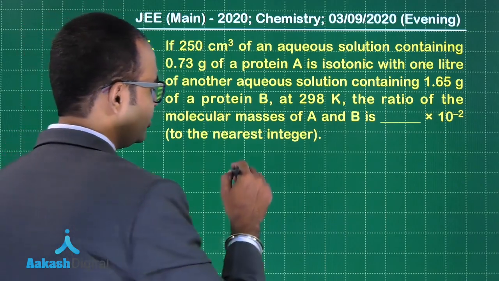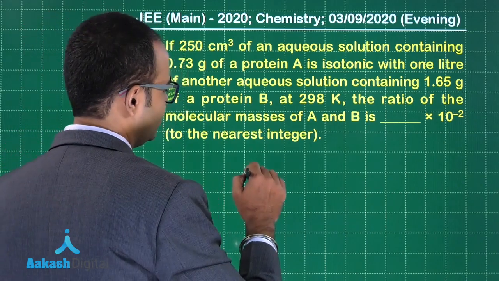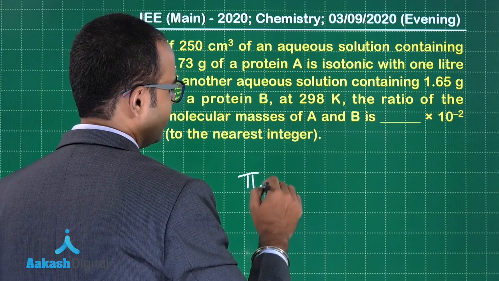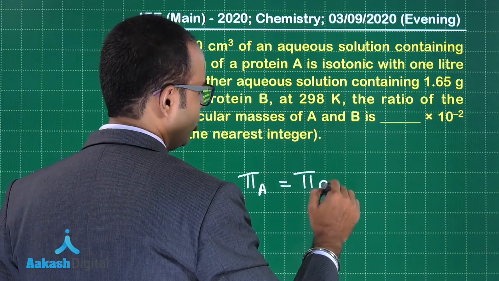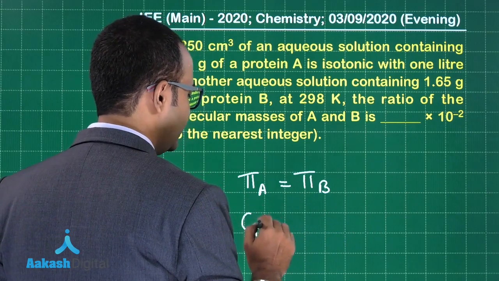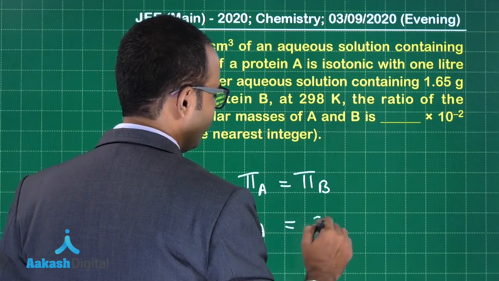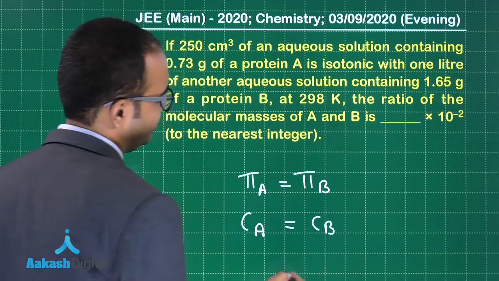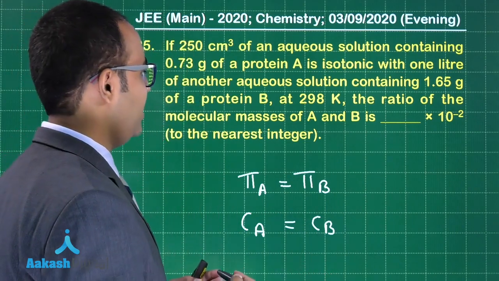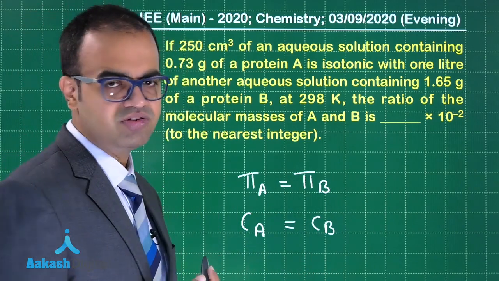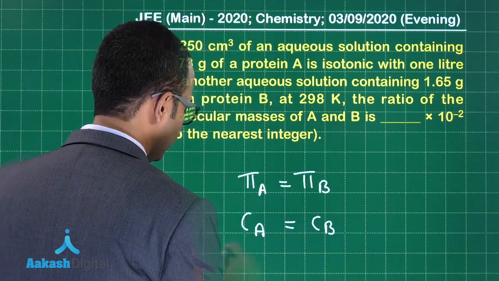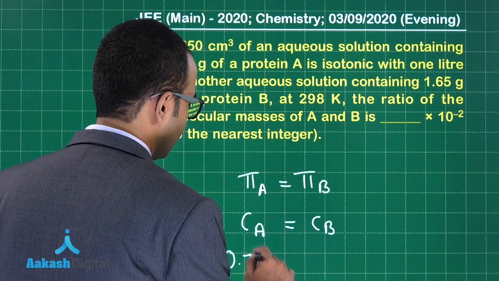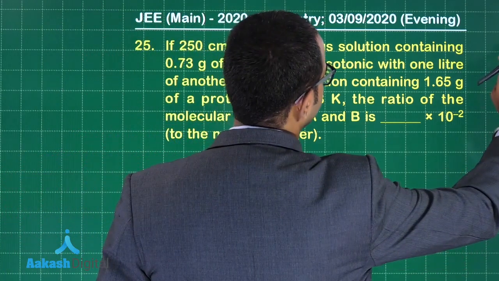So if these solutions are isotonic, then pi A will be equal to what? Will be equal to pi B. This is also indicating that Ca will be equal to Cb. That is, concentration of A will be equal to what? Will be equal to concentration of B. So what we do is just find the concentration of A. So this will be 0.73.